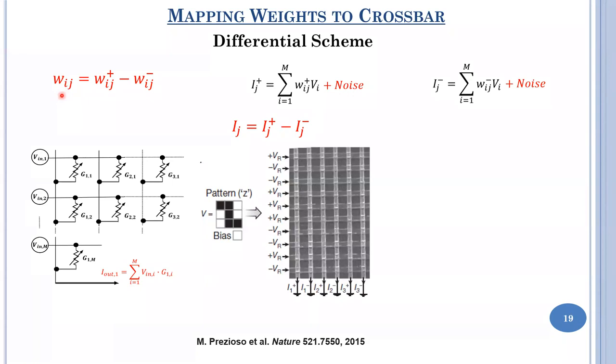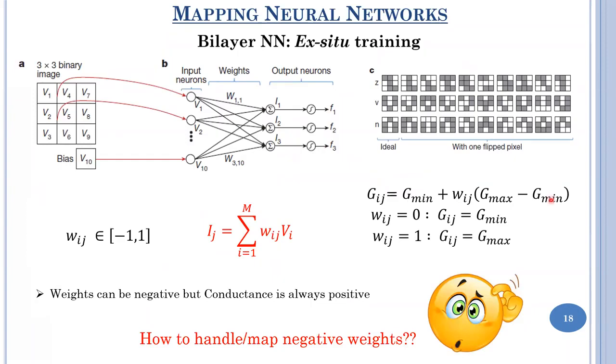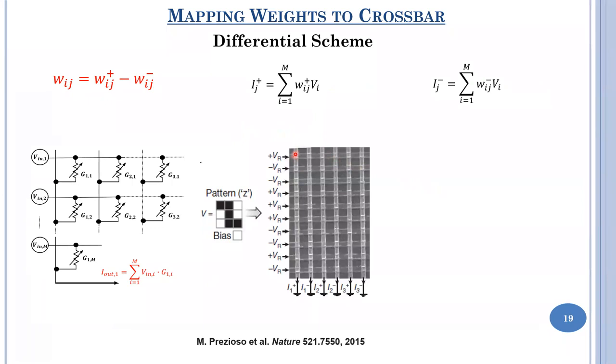Now how we map these weights: let's say I have weight 11. Weight 11 will have a positive part, W11 plus, and a negative part, W11 minus. The positive part is converted to a conductance value using this expression, and then tuned to the RM over here. Then the negative part, G11 negative, is mapped over here. Similarly, G12 positive will be mapped here, G12 negative here, G13 positive here, G13 negative here, and so on.